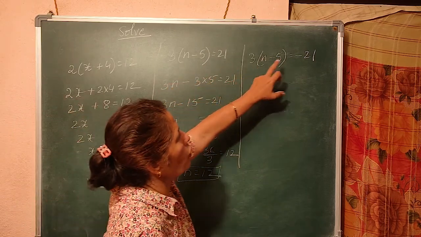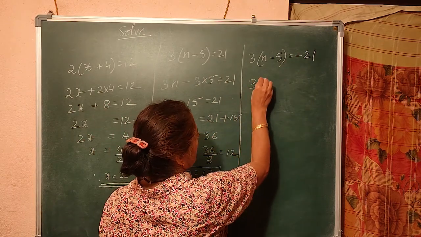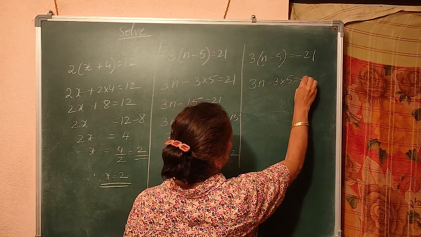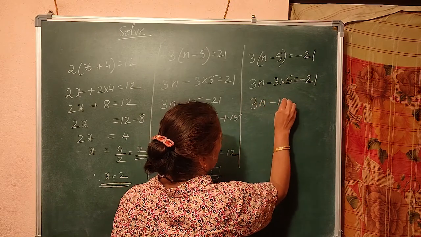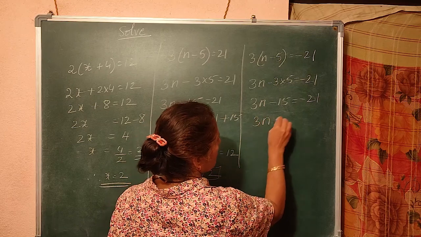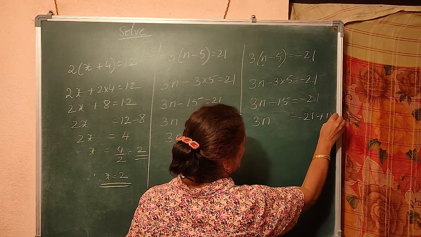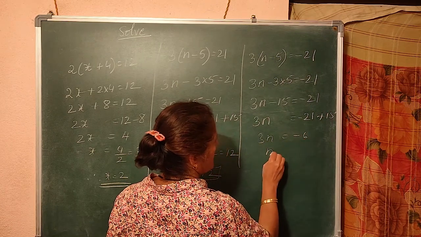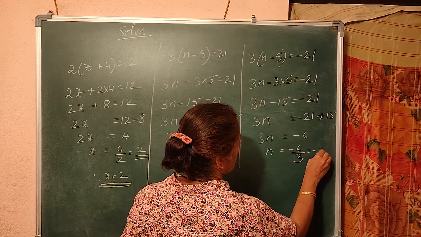Now see, only the sign is different here. Take out the bracket. 3n minus 3 into 5 is equal to minus 21. 3n minus 15 is equal to minus 21. 3n is equal to minus 21 plus 15. So 3n is equal to minus 6. n is equal to minus 6 divided by 3, which is minus 2.